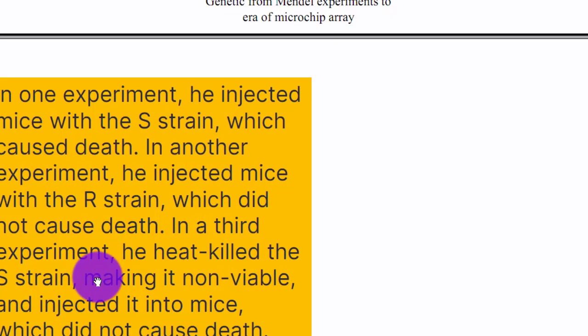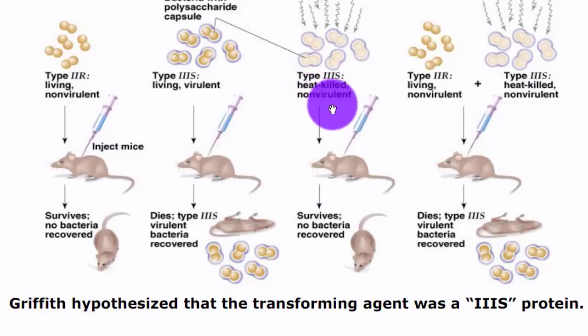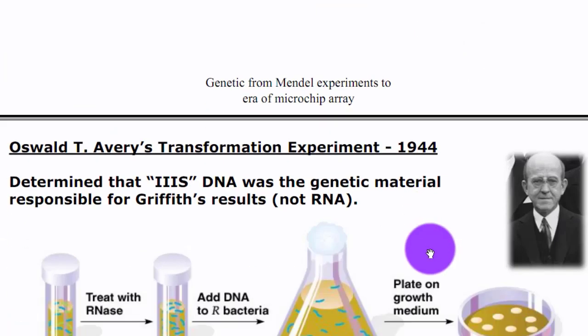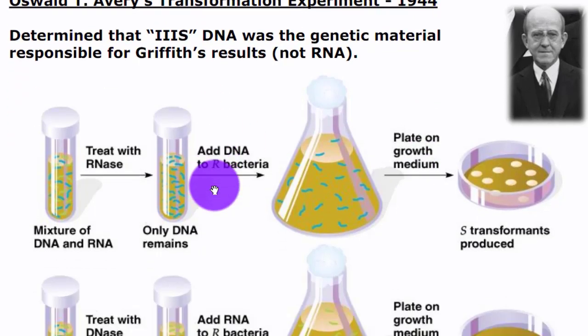In the third experiment, he heat-killed the S strain, making it non-viable, and injected it into mice, which didn't cause death. Heat-killed non-virulent bacteria also didn't kill, and no bacteria were recovered. Here, he combined the heat-killed virulent strain and the living non-virulent strain, injected the mice, and the mice died, and virulent bacteria were recovered.